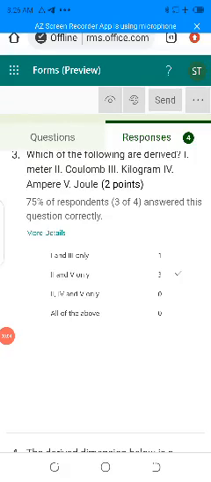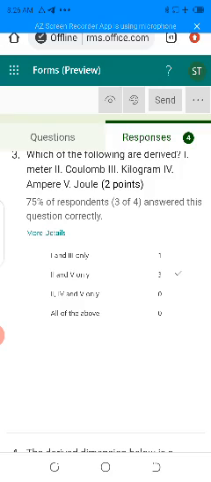I want to use this medium to review some of the questions we had during our physics quiz. I discovered that some of us had issues with some questions, and I'm taking this time rather to review those questions. The first question talks about which of the following are derived.